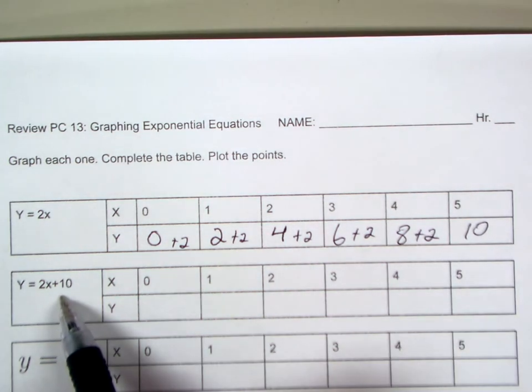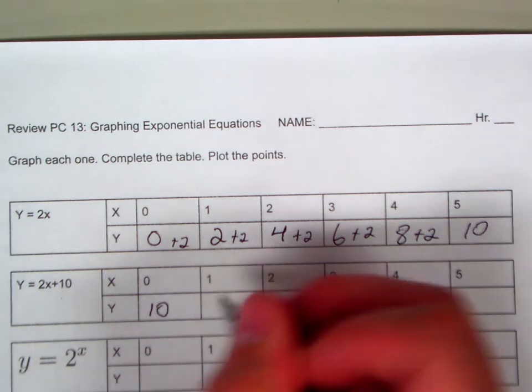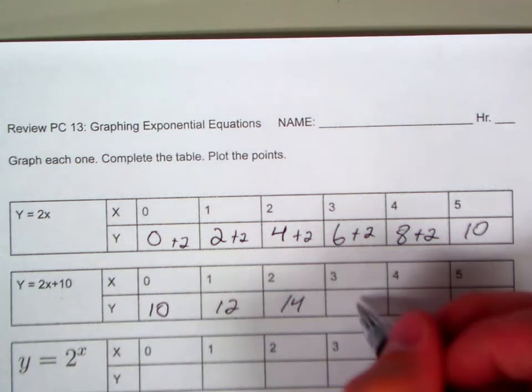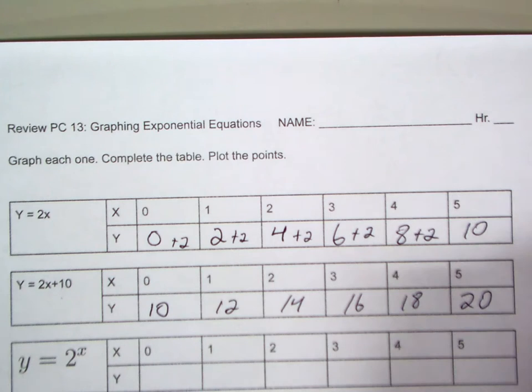Sometimes there's a b value like 10, and that tells you where to start. When x is 0, you start at 10, but each time you just add 2. And that's how we can figure out those coordinates.